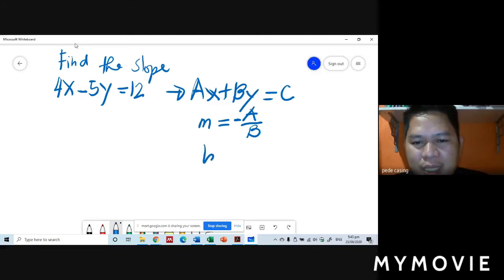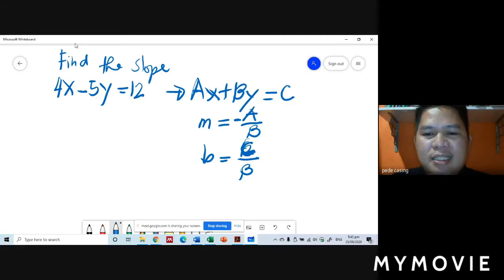To find the b or the y-intercept, you have to copy the c, 12, over, c over the b. This one, the second term. This is our process on how to find the m and the b.